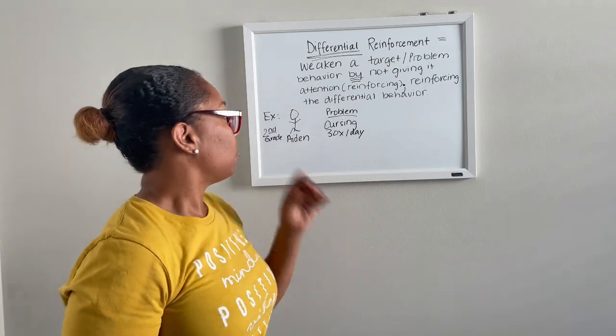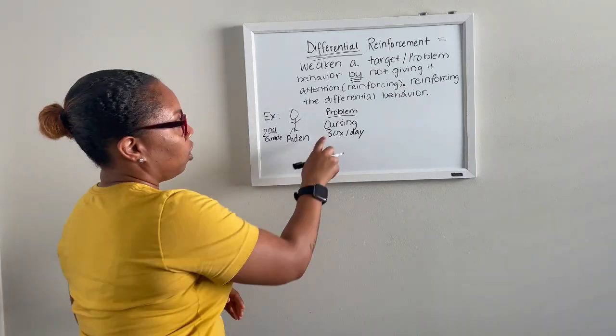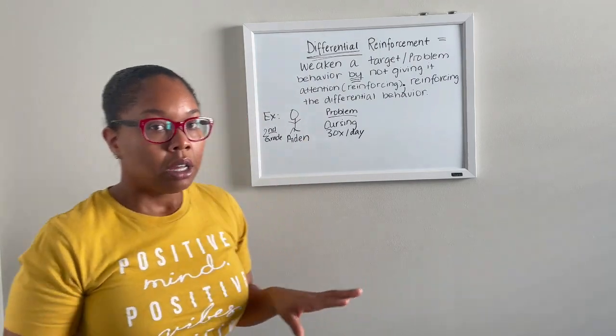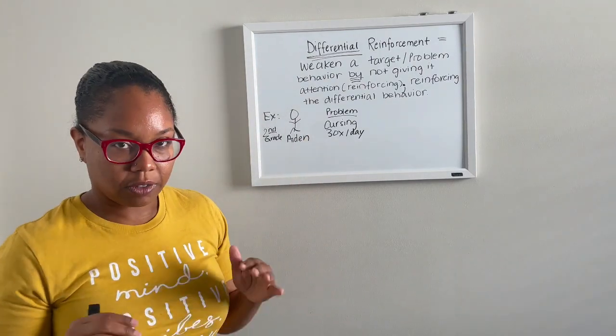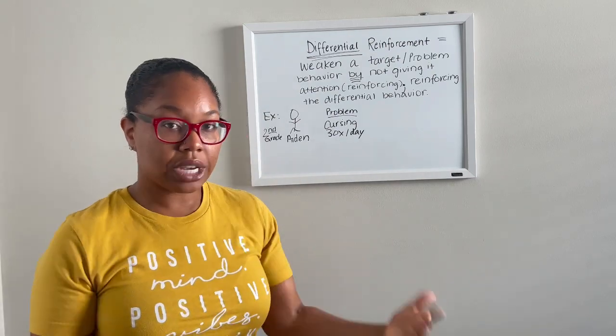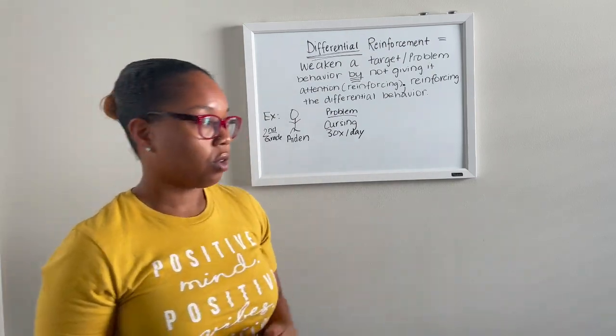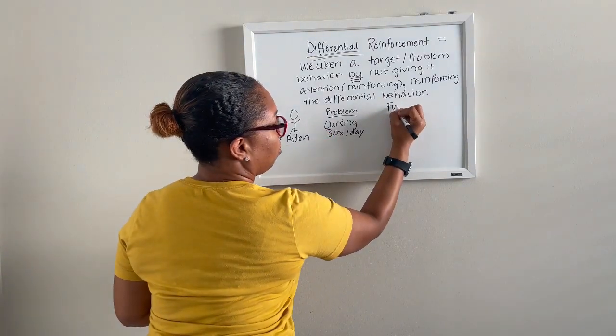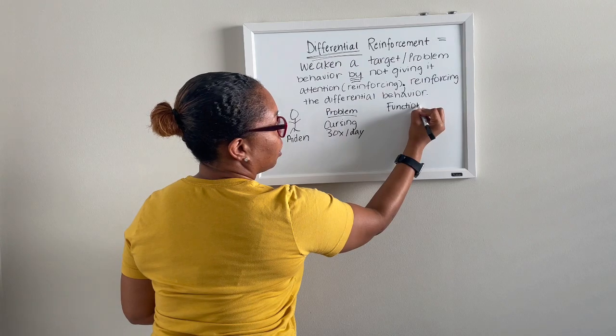Right. So, with that being said, what's very important about differential reinforcement is that you have to know the function of the behavior. You have to know why they are doing this. There's a reason they're doing it. It's not happening for no reason. So what is the reason? So with any problem, we need to know the function.